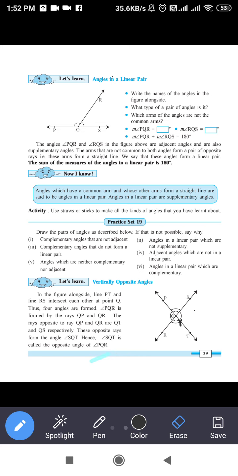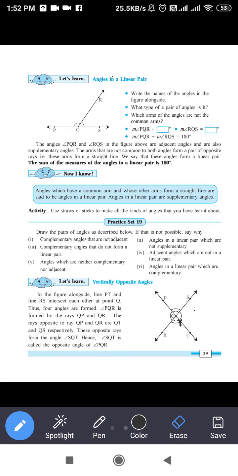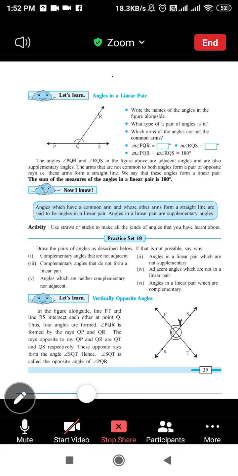Now sixth question, angles in a linear pair which are complementary. Means you have to form angles that form a linear pair and their measure should be complementary, means 90 degrees. So it's not possible. What will you write here? It's not possible because angles in a linear pair are always supplementary. Okay, so you will give the same reason which you have given in the second one. Angles in a linear pair are always supplementary angles. Okay, so here we have completed practice set 19.